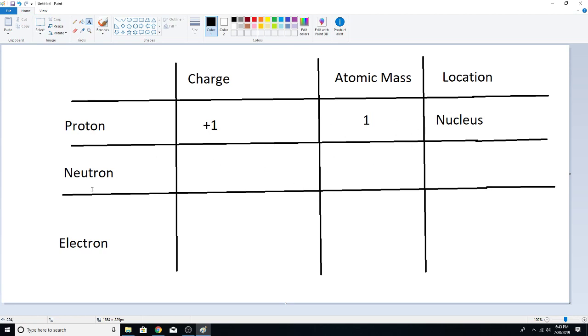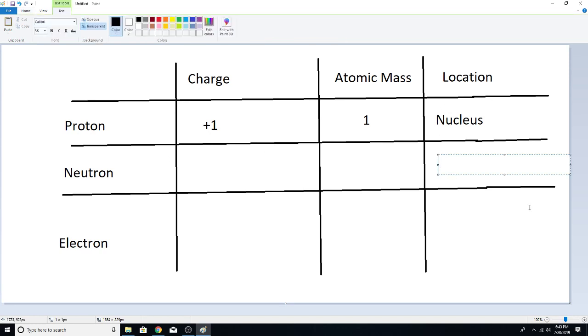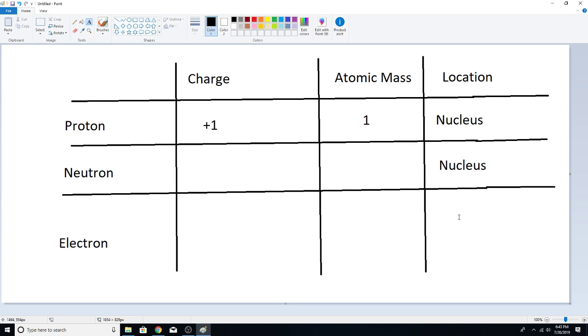So, if we have a look at a neutron now, we know neutrons are in that nucleus too, with the protons. So if we put in location, there, nucleus, what charge do you think it has then? Well, from the previous videos, especially to do with isotopes, we realised that a neutron doesn't have an effect on the charge of the atom. Otherwise, you'd be changing the element of the actual atom itself, so it would become other elements. So, therefore, the neutron is 0 charge because it doesn't affect the charge of the atom or the proton number or the number of electrons, etc. It just has no charge whatsoever. However, it does have an atomic mass of 1.